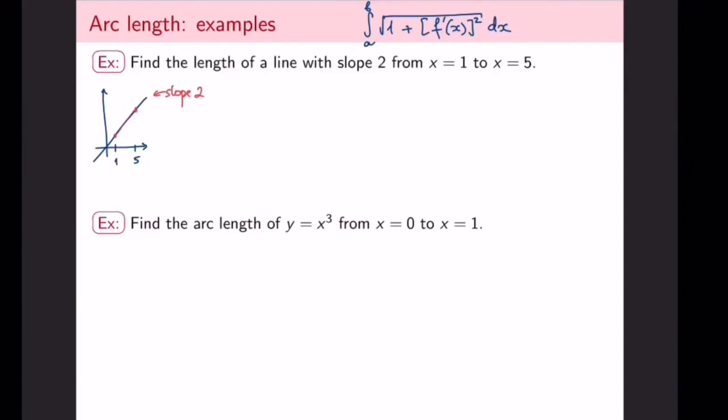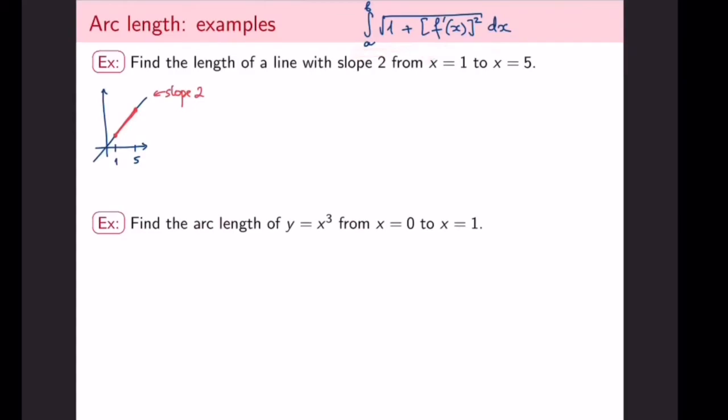Now this example, this is just a line, so I can actually compute it using the regular distance formula, except for, again, I don't actually know what the exact line is. The line of slope 2 can be this one, or it can be this one, or in fact any line that is parallel to this will be a line of slope 2. And notice that in fact the distance between 1 and 5 will be the same on all of them. Okay, so now I would like to practice using this formula, so let's try that.